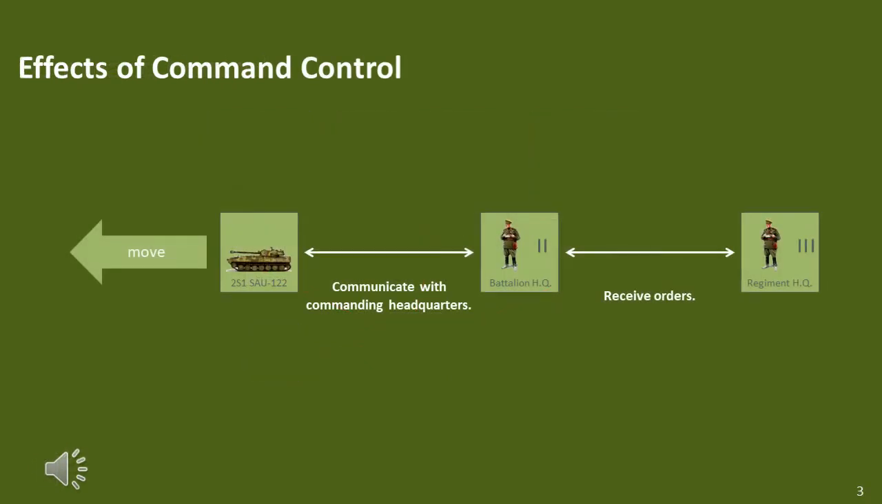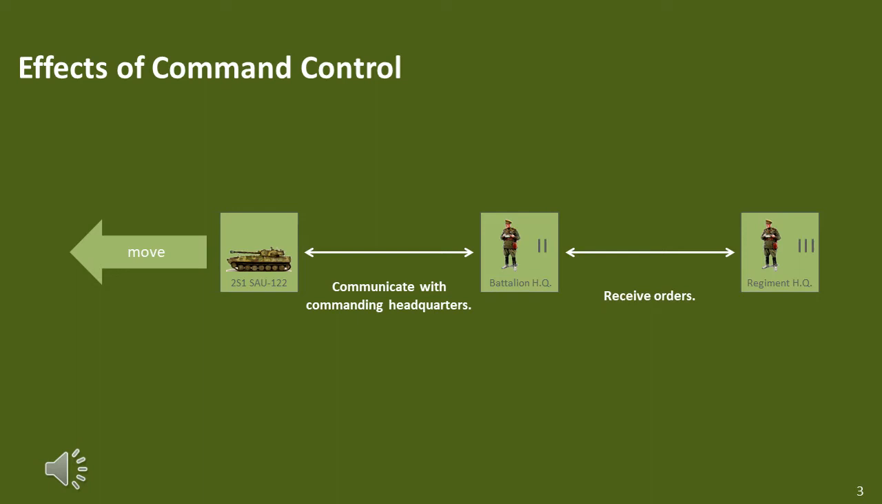Command control is required for an element to move normally, act as an observer for fire support or air support, and receive any orders. If an element is not in command control, it can only move on a 10-sided die roll of 6 or greater. This applies to headquarters as well.